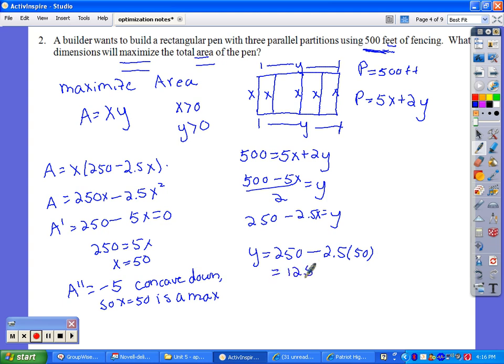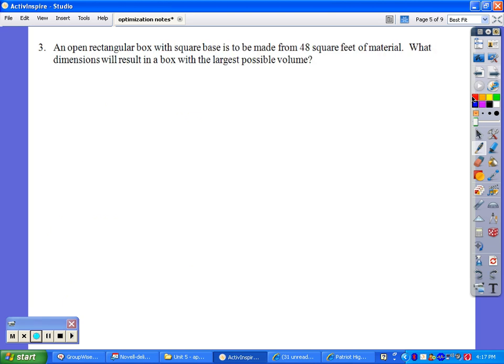Now we always include units. So the dimensions of the pen are 50 feet by 125 feet. And that would maximize the total area of the pen. So the hardest part is just coming up with the equations. Once you get that, it's everything we've done before in Unit 5 or Unit 4.